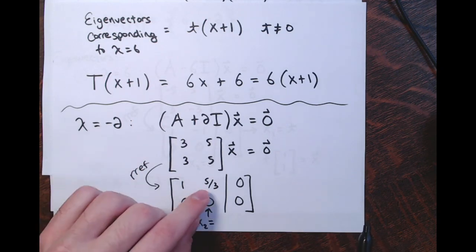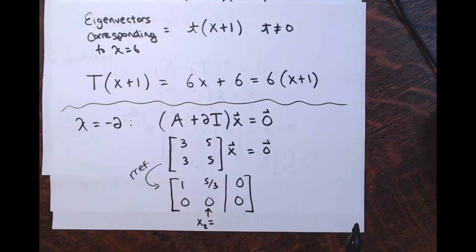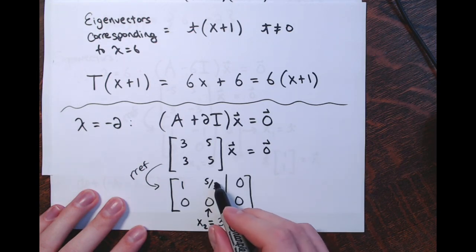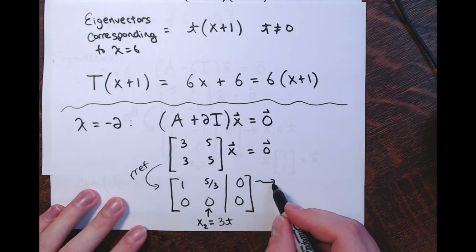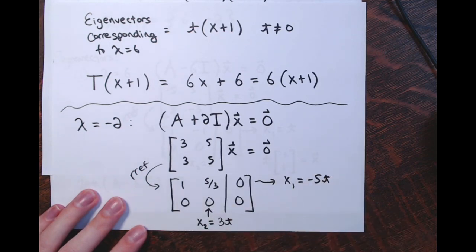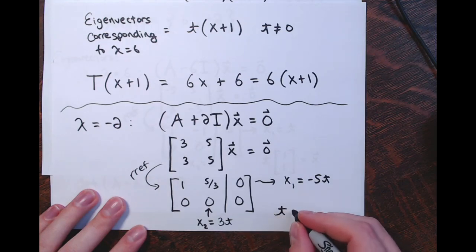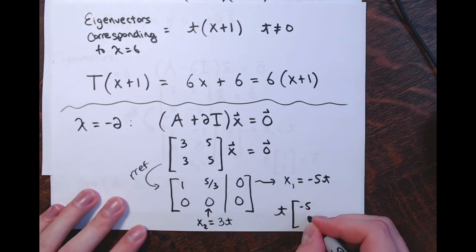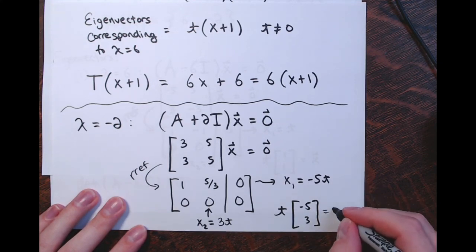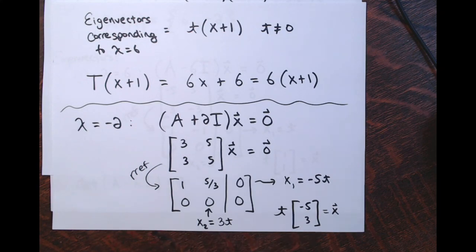And because of this fraction here, I'm not going to let x2 be t this time. Just to get rid of that denominator of 3, I'm going to let x2 be 3 times t. That way when I plug it in, I'll have 5/3 of 3t, which is 5t. And then from the first one, x1 would have to be -5t, right? I would subtract that 5t from both sides. So the eigenvectors here are any multiple of -5, 3.